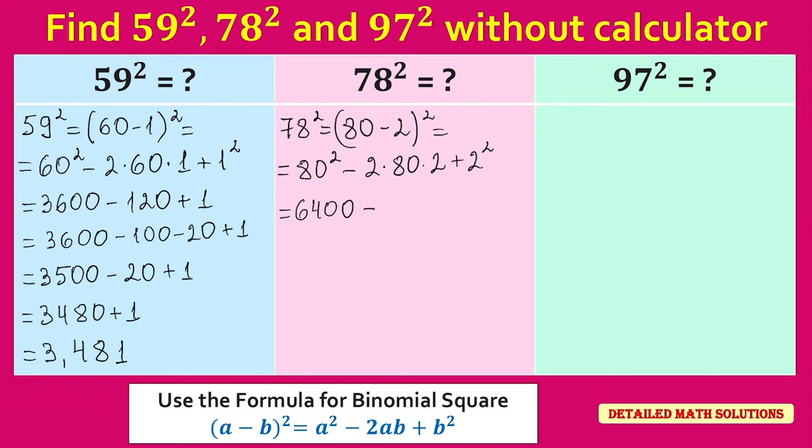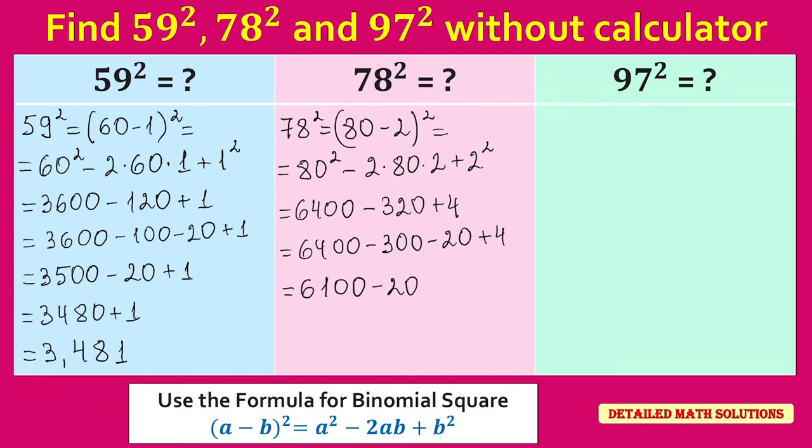6,400 minus 320 plus 4. And again, I'm going to break down 320 into 300 plus 20, and then I get 6,100 minus 20 plus 4, which equals 6,080 plus 4, or the square of 78 is 6,084.